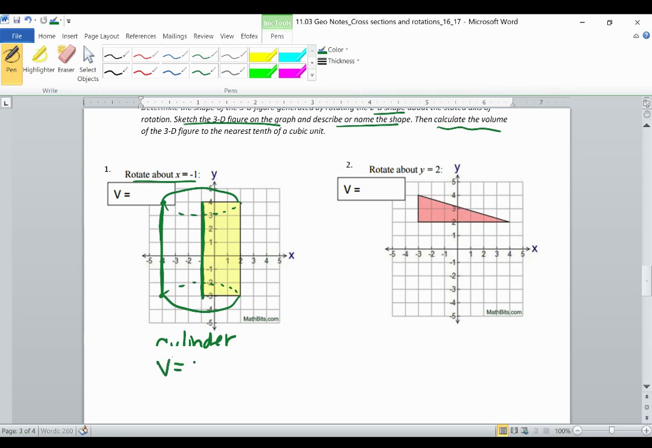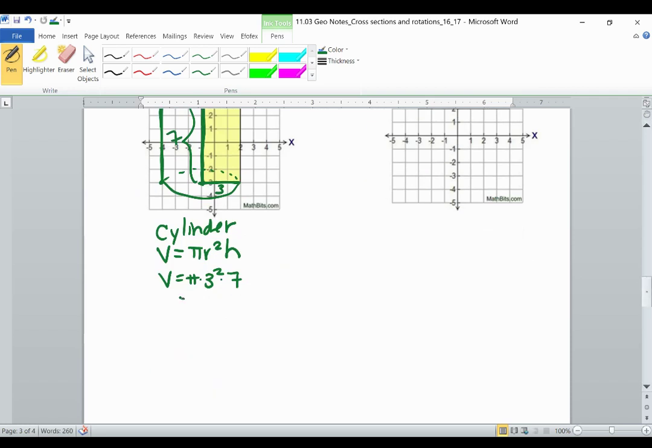So the volume of a cylinder is pi r squared h. Here our radius is going to be the width of the rectangle, which was 3 units. And the height will be the height of our rectangle, which if we count that up, should give us 7. So I've got the volume is pi times 3 squared times 7. So that's 9 times 7, 63 pi.